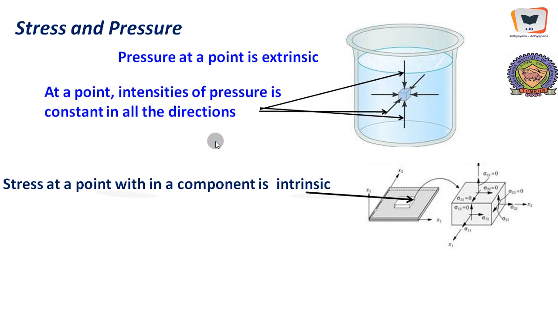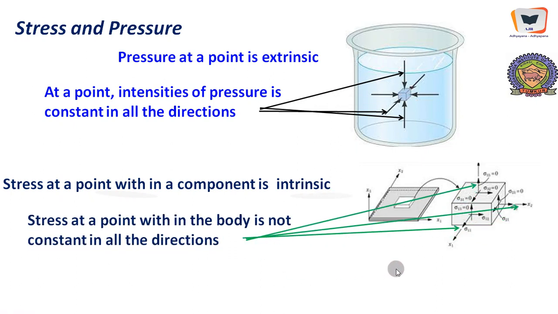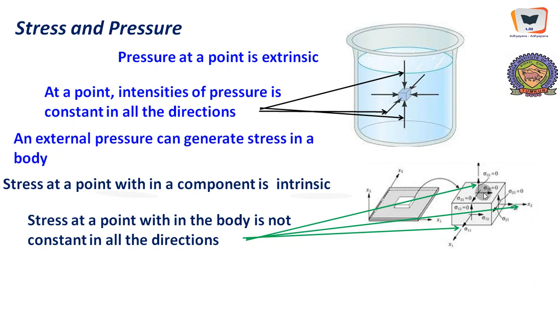At a point, the intensity of pressure is constant in all directions. If you take this point, this amount of pressure acting in multifarious directions, 360 degrees, is constant for a particular height. As far as stress is concerned, stress at a point within a body is not constant, and it varies. For example, sigma 3,3 is different from sigma 2,3, and the stress acting along the x-axis is different in magnitude from that along the y-axis, and along the z-axis it is different as well. Stress at a point within a body is not constant in all directions.